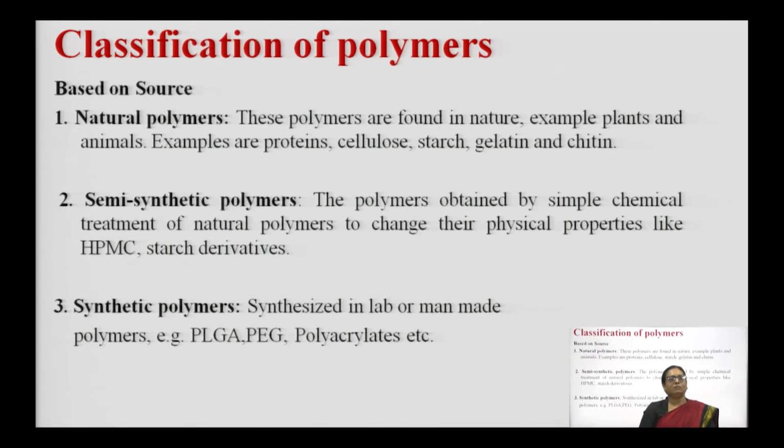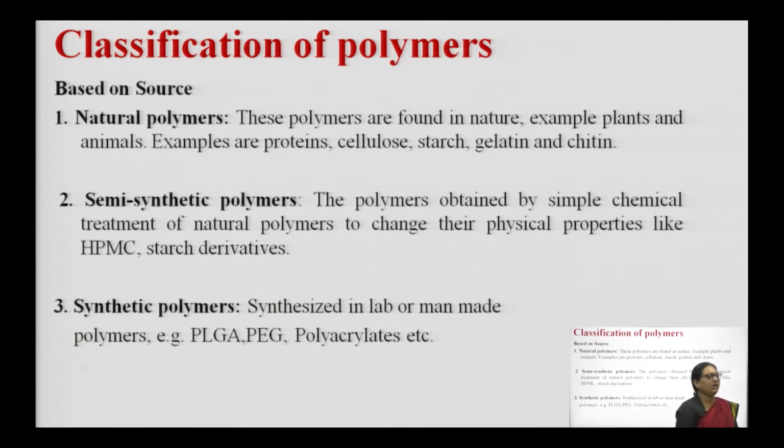Natural, as the name implies, means they are obtained from natural sources like plants and animals. Examples of such polymers are proteins, cellulose, starch, chitin, gelatin, etc. And the basic advantage of these natural polymers is that they do not pose any environmental hazards. They are naturally biodegradable. They do not accumulate and cause environmental hazards.